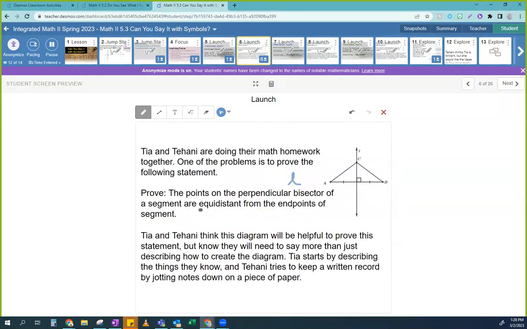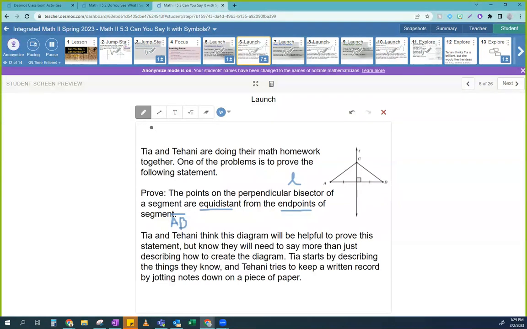What is equidistant? Hold off on that question. Good question, by the way. From the endpoints. What are endpoints of a segment? Segment just means part of a line. So let's do endpoint first. Who is the segment in this picture? Very good. A, B. Now I'm going to put a little hat on AB, telling everybody that it's a segment.